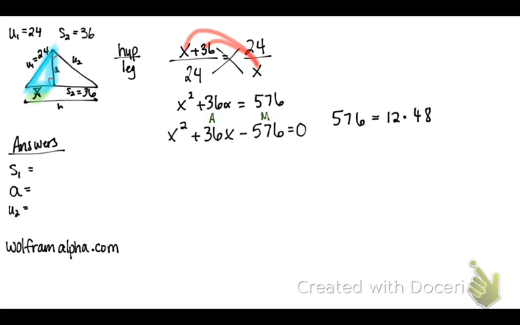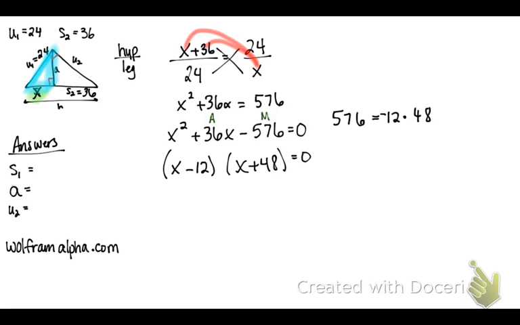12 and 48 can add to 36 if you make the 12 negative. So negative 12 and 48 multiplies to negative 576, and they add to 36. So the way you're going to write that is (x minus 12)(x plus 48).